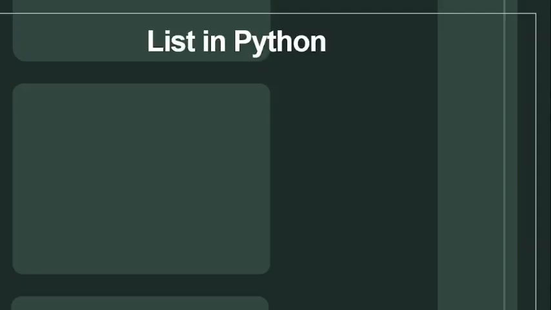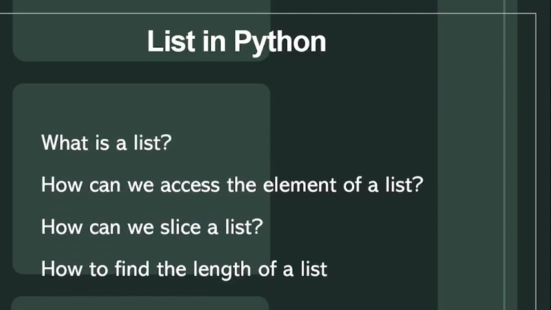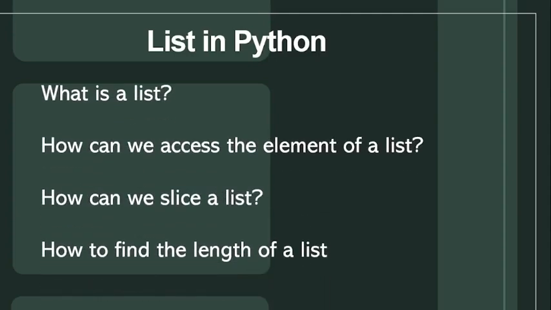Now, when we say list, what is a list in Python? We're going to talk about list in Python, and we're going to look at what a list is. How can we access the elements of a list? How can we slice a list? And how to find the length of a list. So these are the things we shall be talking about in this class. So let's move straight to the meaning of list.